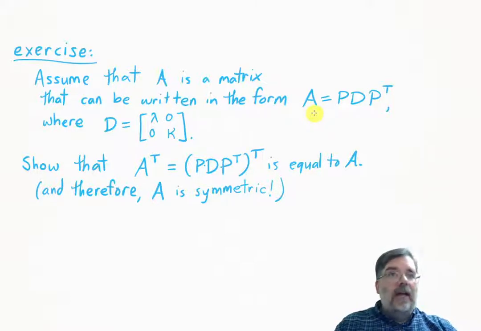In other words, it's biconditional. Right? So in other words, starting with the fact that A equals P times D times P transpose, show that the transpose of this, show that A transpose, which is the transpose of the quantity P times D times P transpose, show that that is equal to the original matrix A. And therefore, A must be a symmetric matrix.